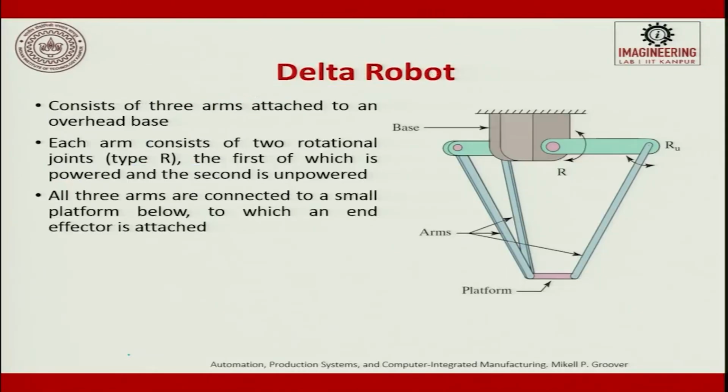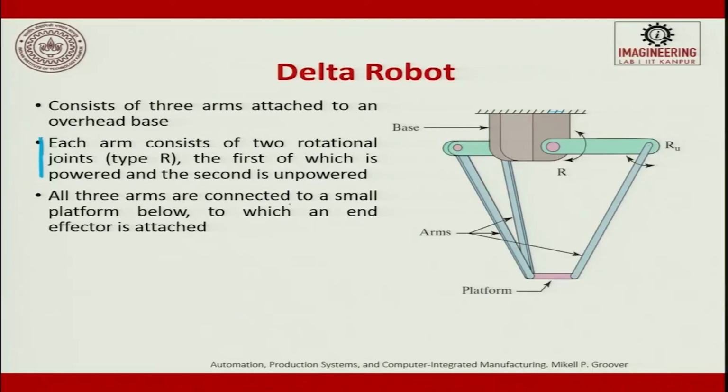The last one is called as the delta robo. Delta robo consists of 3 arms attached to a overhead base. This is a overhead base, okay, and each arm consists of 2 rotational, the first of which is powered and the second is unpowered. Very, very important. So, one is powered, the other one is unpowered.